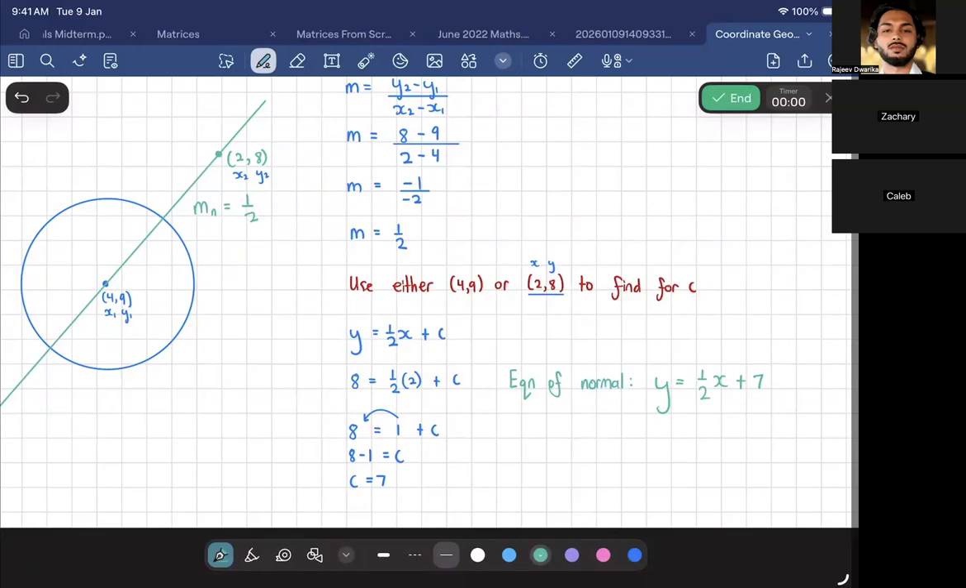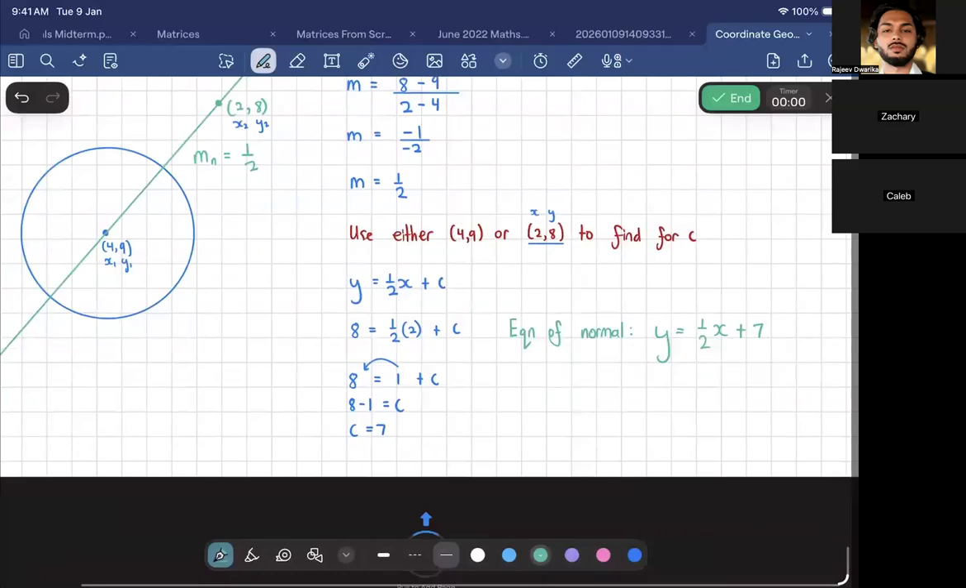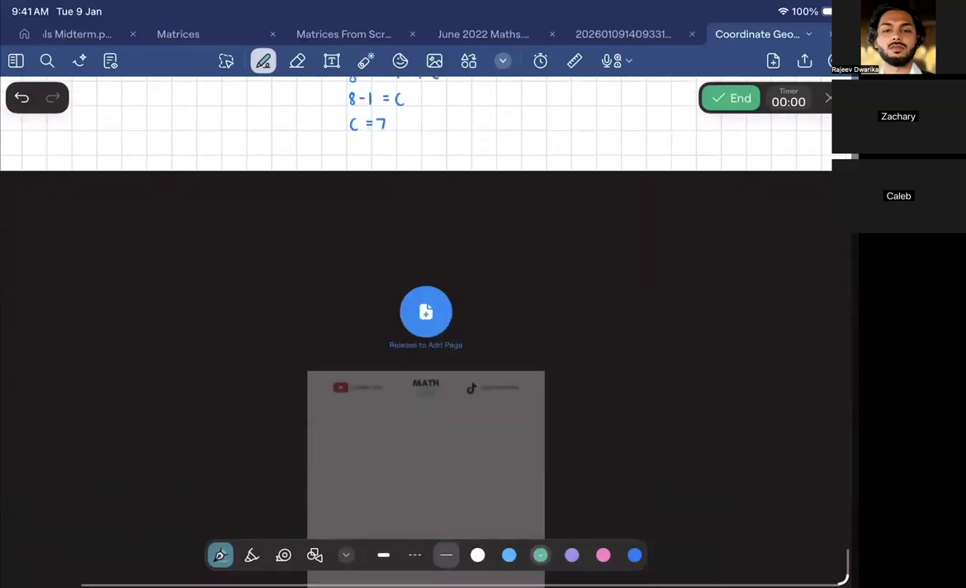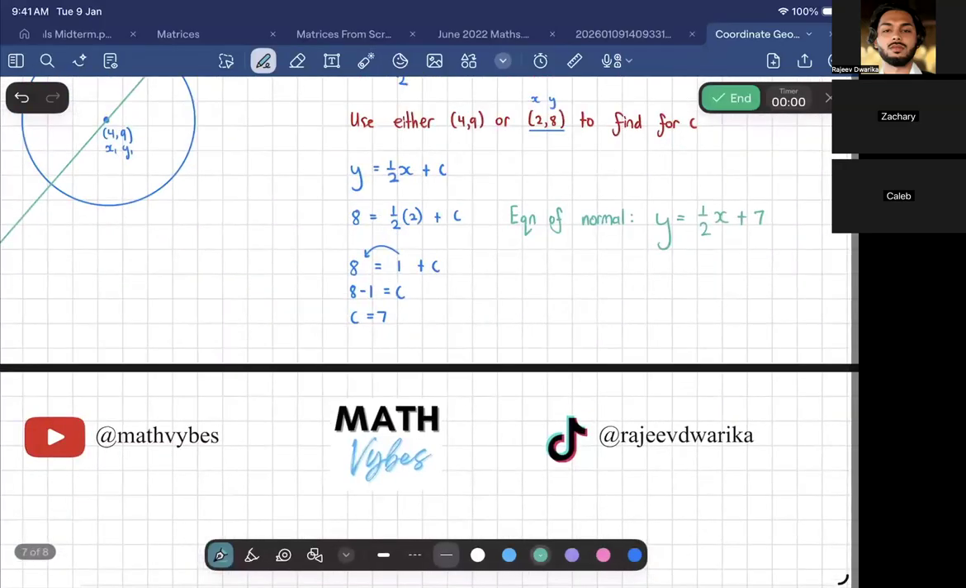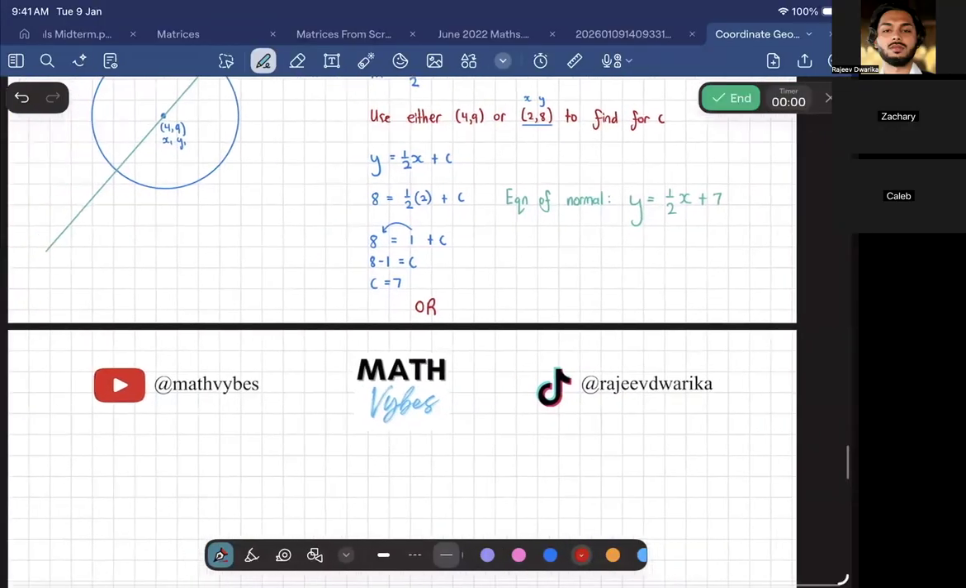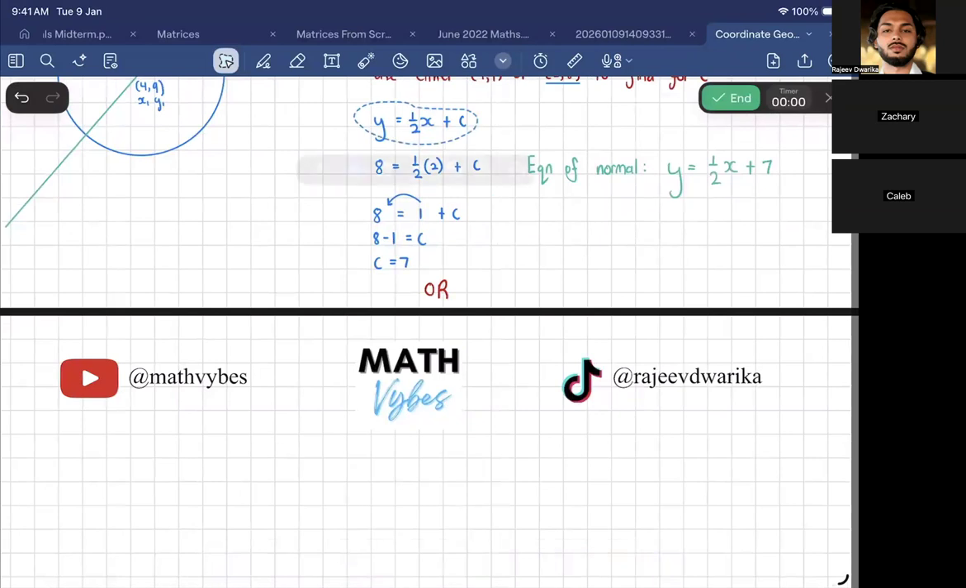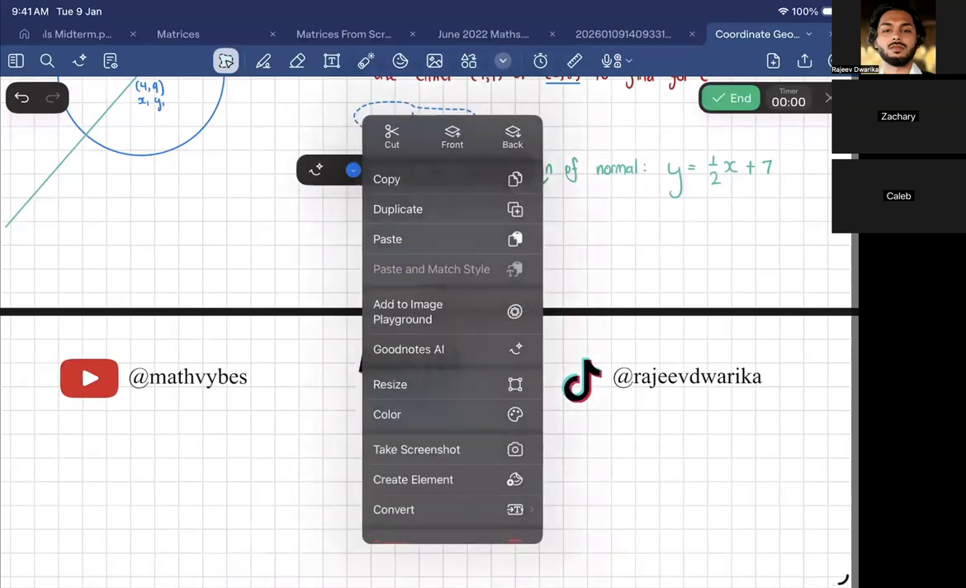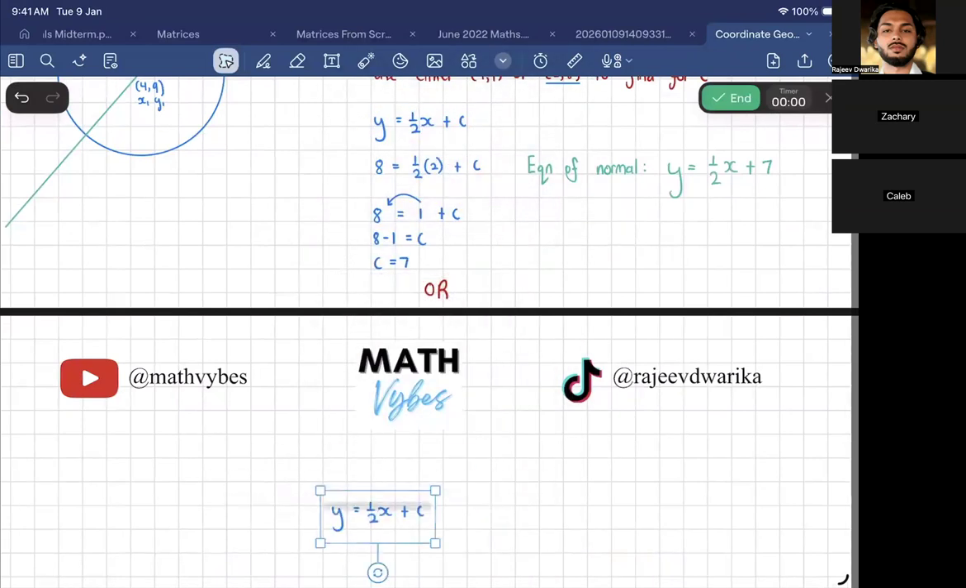Yes. Okay, and if I instead used 4, 9, would I get a different answer? No. You're supposed to get the exact same answer. Let's just verify it. So I'll put our 2, 8 over here. Zachary, let's quickly do this, because I want to look at tangent, and that'll be it for class today.